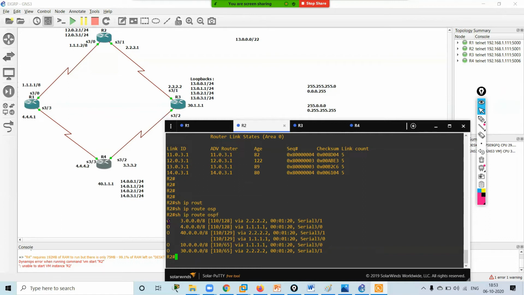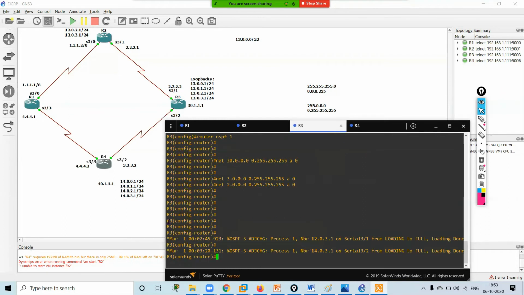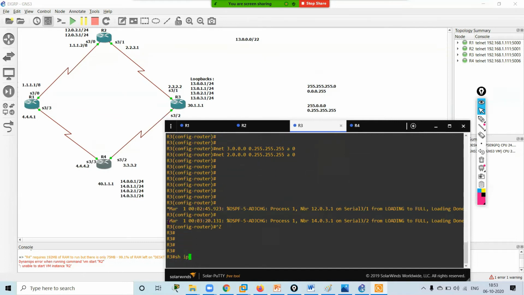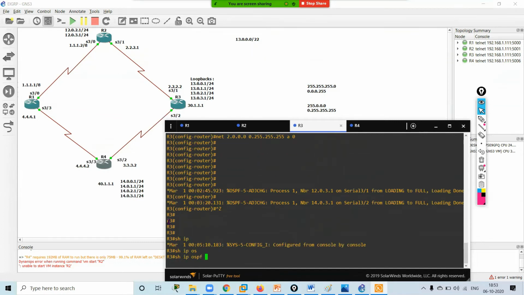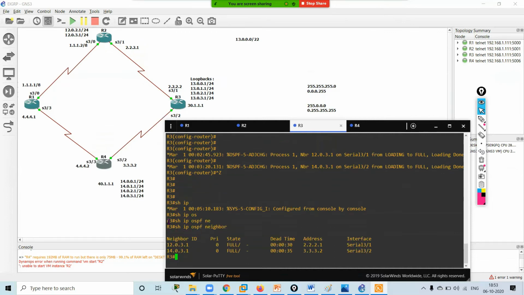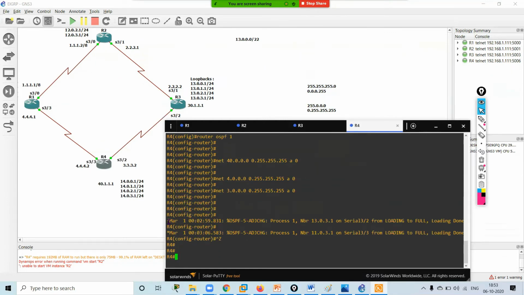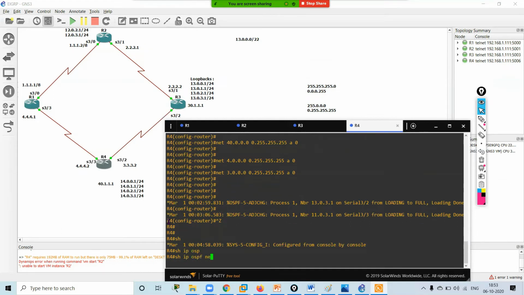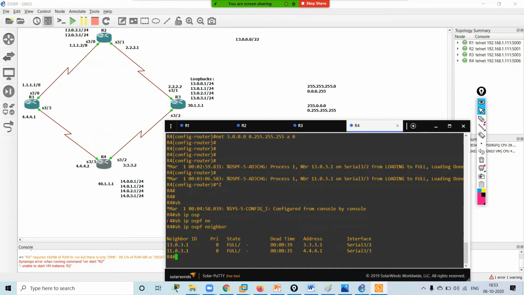Understood? Show ip ospf neighbor, show ip ospf neighbor. Got it? So this is my simple configuration for single area OSPF. Got it?